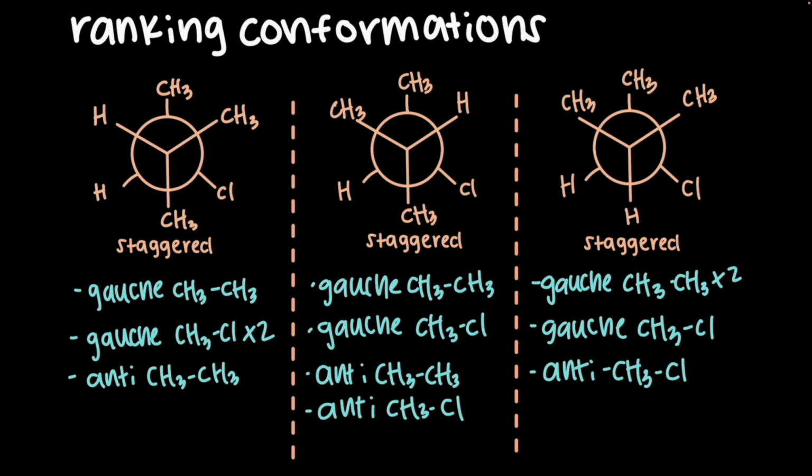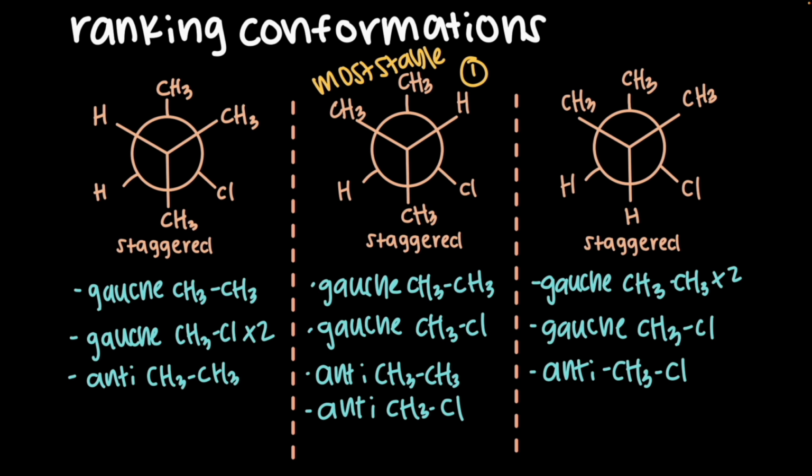To rank these from most stable to least stable, the middle Newman projection has the most anti-interactions and will be the most stable. I'm going to give it a ranking of 1. The next staggered conformation that will be lower in energy than the other will be the first Newman projection that we have, where the anti-interaction is between the 2 largest CH3 groups.